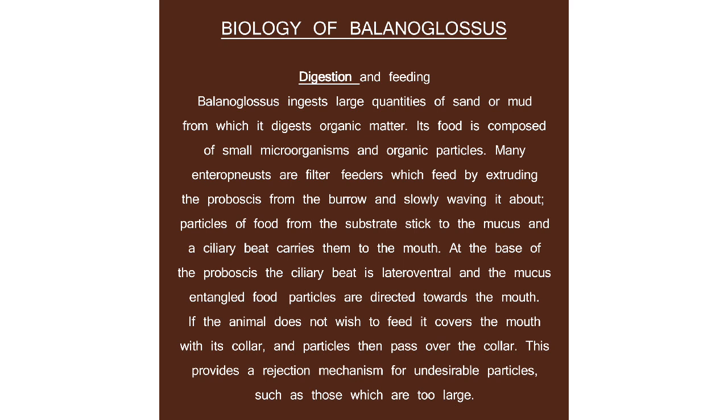Now, Balanoglossus ingests a large quantity of sand and mud, and digests the organic matter, and this food is composed of microorganisms and organic particles. Now, enteropneusts are filter feeders. Enteropneusts are filter feeders. Now, they secrete what we know as mucus. Once they create a feeding current, water flows through the proboscis, and they suck the sand through the proboscis, and it flows into the collar.